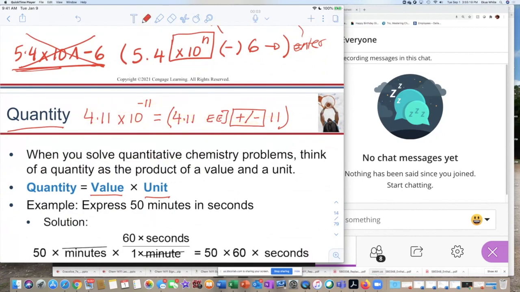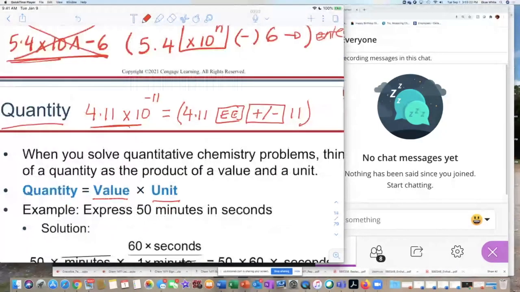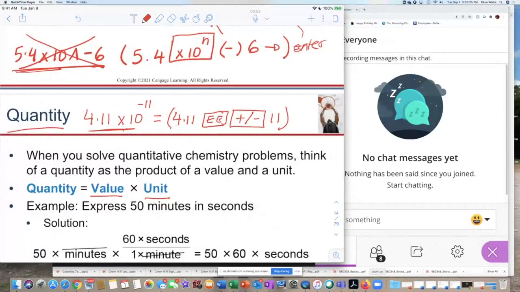Okay? I show this here. If you're trying to input this in your calculator, you may have to input it as open parentheses 4.11 EE plus or minus and then 11 close parentheses.